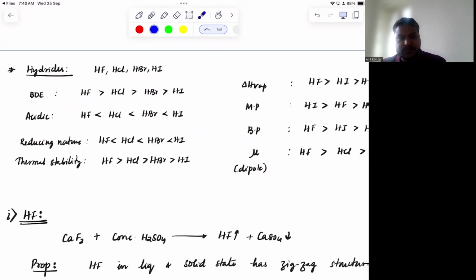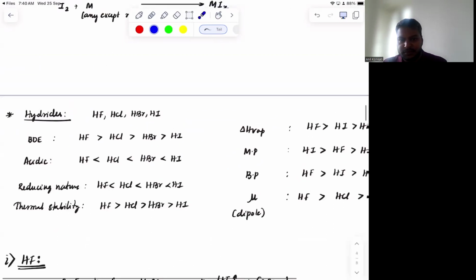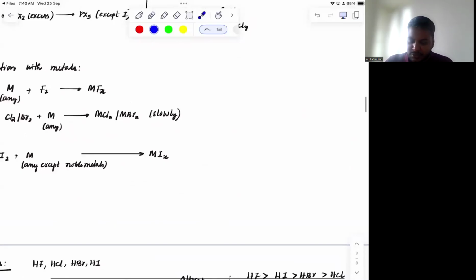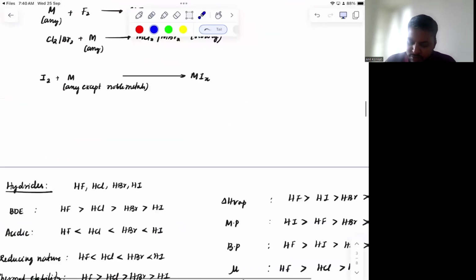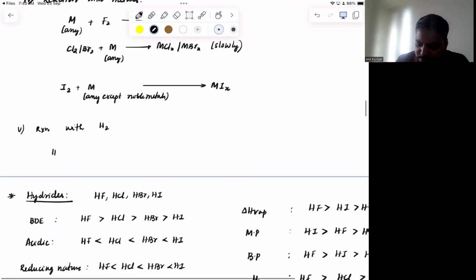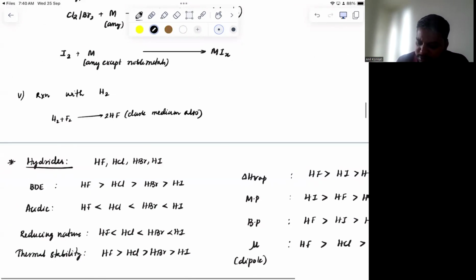Next, with halogens, I think I have to give the reaction with H2 also. I forgot that. Reaction with H2. That is H2 plus F2. H2 plus F2 will completely convert into 2HF very easily. Clear? It's very stable. So even in the dark it reacts, which means it is a very, very powerful reaction.